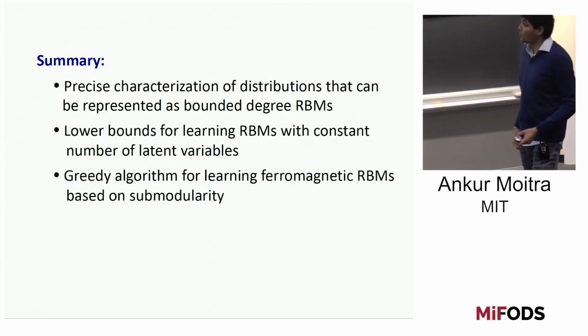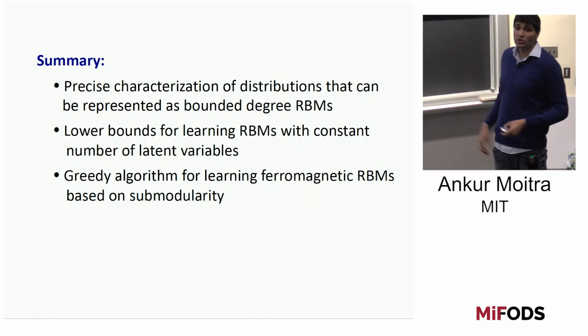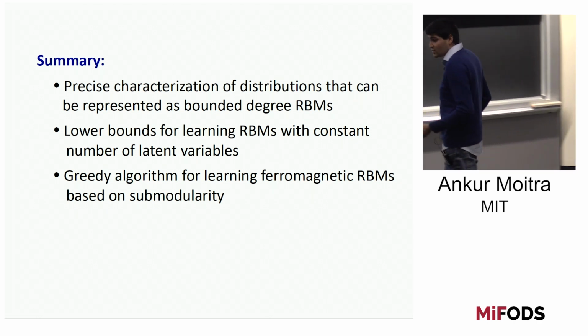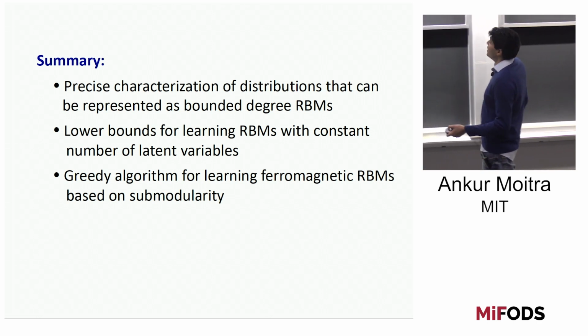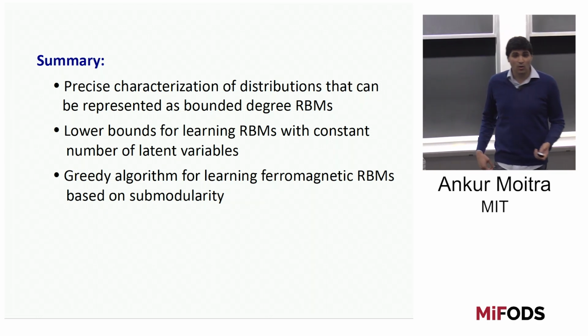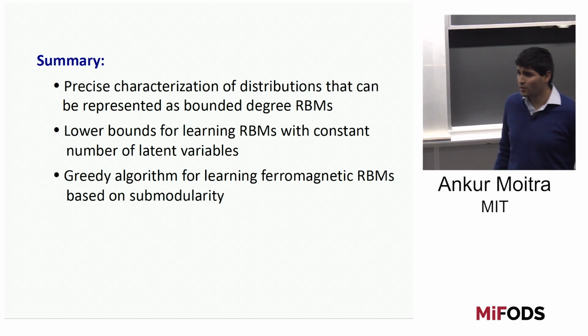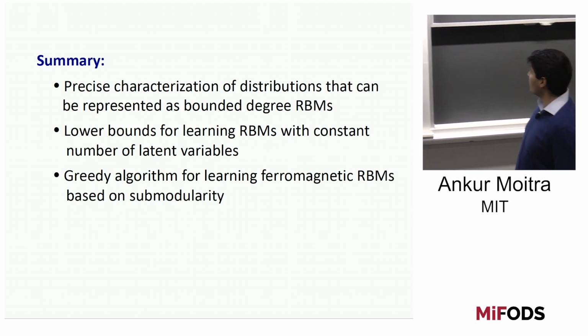So first of all, we gave a precise characterization of the types of distributions that can be represented with bounded degree RBMs, and that has a nice equivalence to MRFs. Now that allowed us to give lower bounds even for improper learning. There are cryptographic reasons why it's often hard to prove lower bounds for improper learning. That's why you need something like sparse parity with noise to do it.